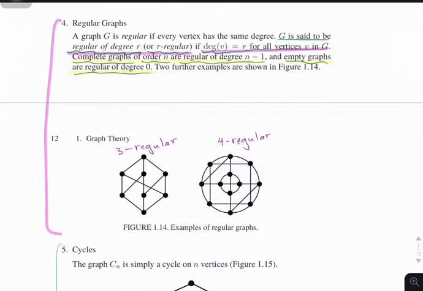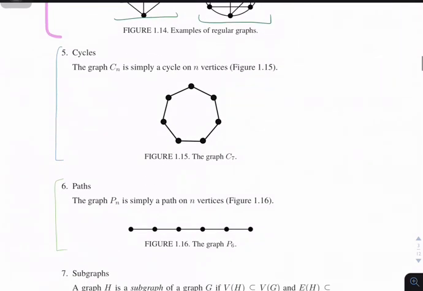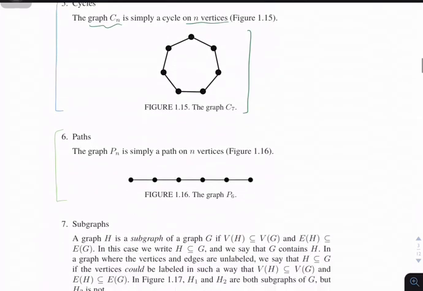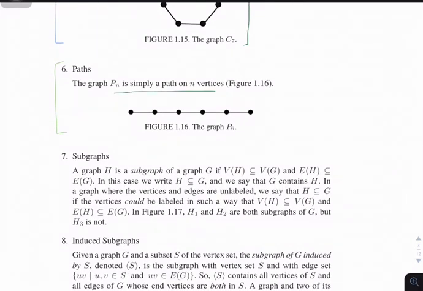Right, so in this example, this graph is 3-regular because each vertex is of degree 3. In this example, the graph is 4-regular because you can check that every vertex has degree 4. A cycle graph denoted by C sub n is simply a cycle on n vertices. Here's an example of the graph C7. It's a cycle on 7 vertices, and a path graph is simply a path on n vertices.